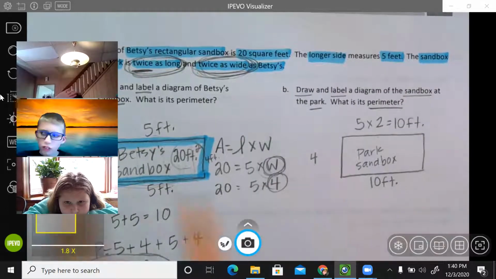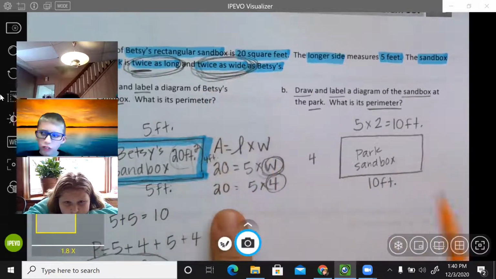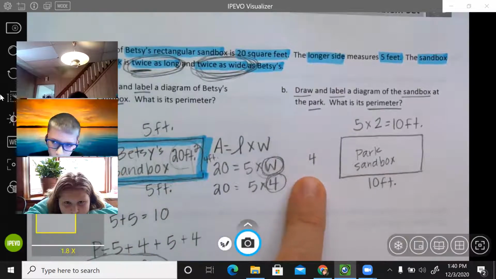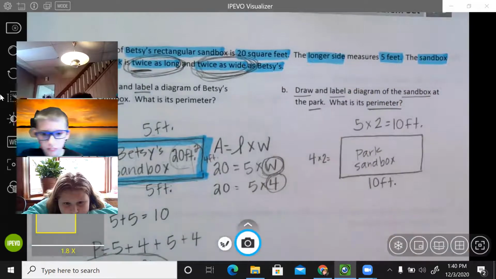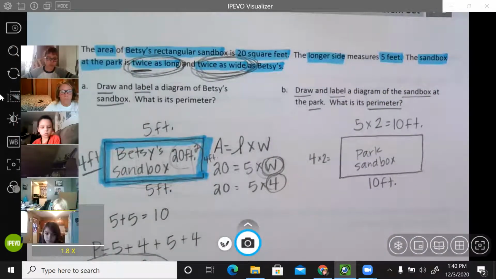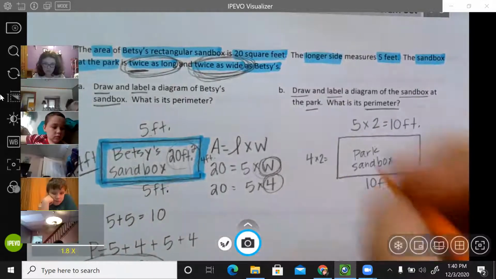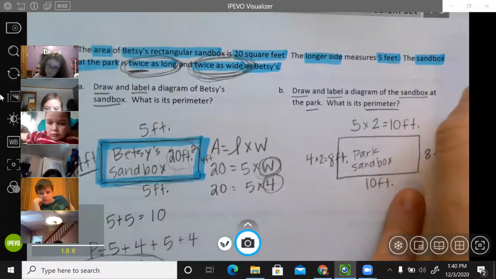So Sunny, if this is 4 feet and this one is 2 times as wide, we're going to take the 4 feet of this sandbox and do what to it? Is it by 2? Yep, because it's 2 times bigger. What's 4 times 2? 8. And how would that be labeled? 8 what? Feet. 8 feet. Very good. So we know this side is 8 feet and this side is 8 feet.